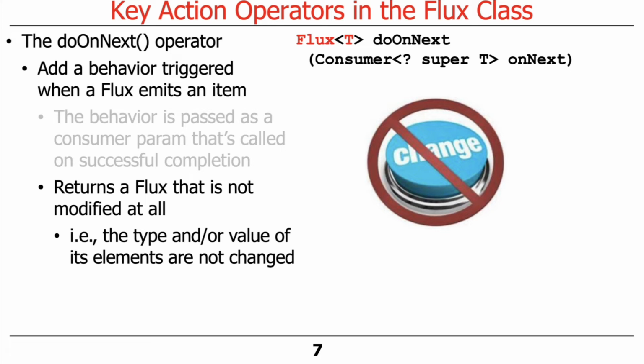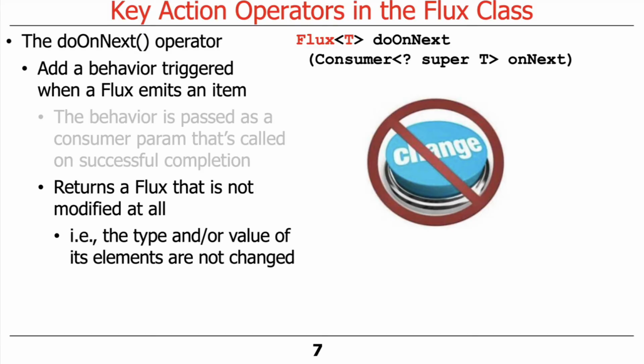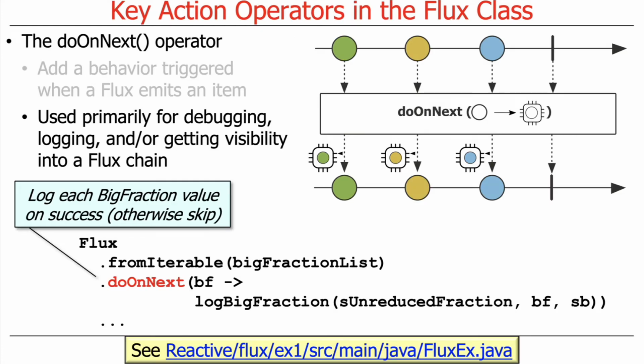doOnNext returns a flux that is not modified at all. The type isn't changed, the value isn't changed, nothing has changed. It's just going to have a side effect, which will be to call this consumer onNext hook method on every element that's emitted. This method is primarily used for debugging, logging, or getting visibility into a flux chain.